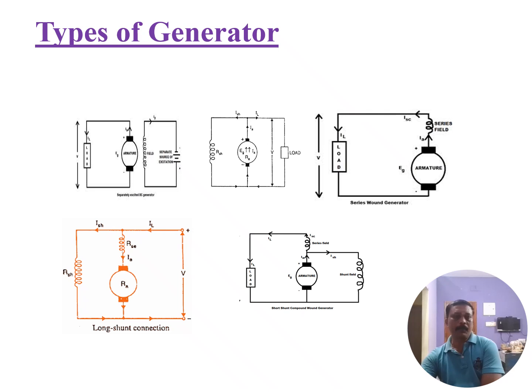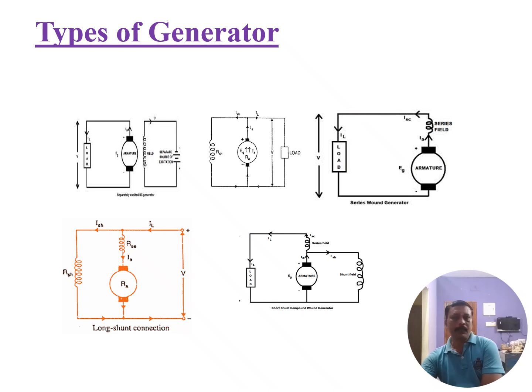Next, we will discuss the compound generator. First one is the long shunt compound generator. Here, the series field winding is connected in series with the armature circuit. This combination is connected in parallel with the shunt field winding circuit. Next one is the short shunt compound generator. Here, the shunt field winding is connected in parallel with the armature circuit. This combination is connected in series with the series field winding.